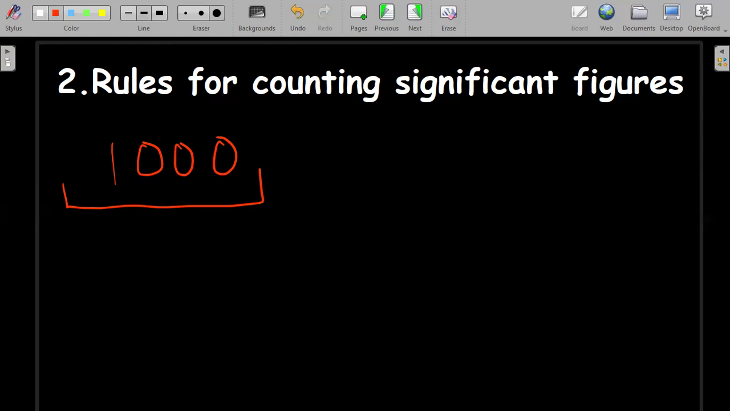Any ideas there? How can we convert that 1000 to a number that will have two significant figures? Because the way it is there, it only has one. But how can we convert it so that it has two significant figures?